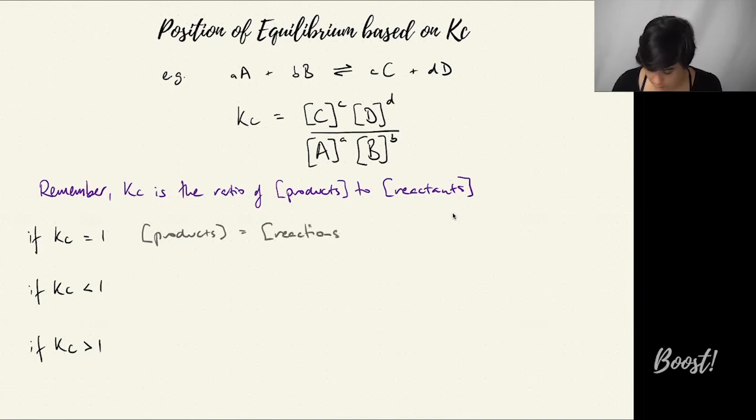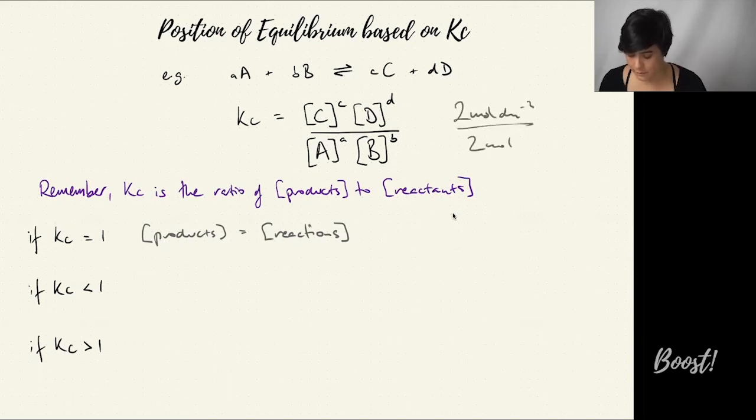We just have to remember that Kc is ultimately a ratio of the concentration of products to the concentration of reactants. So if the top of this is the same, let's say this is a total of 2 moles per decimeter cubed, and then the bottom is the same, then of course that's going to give us a value of 1. So that's just an example of why we can say that if Kc equals 1, the concentration of products equals the concentration of reactants.